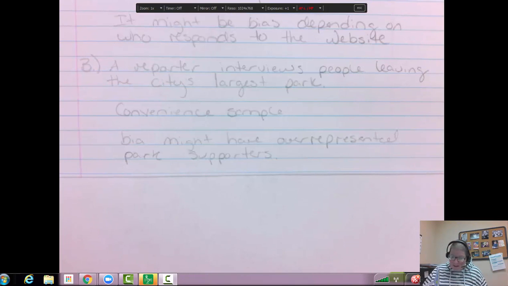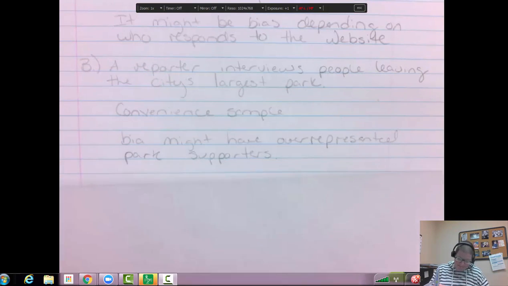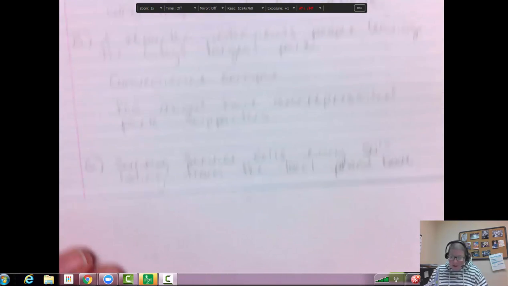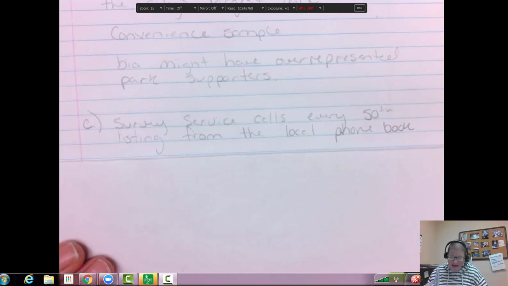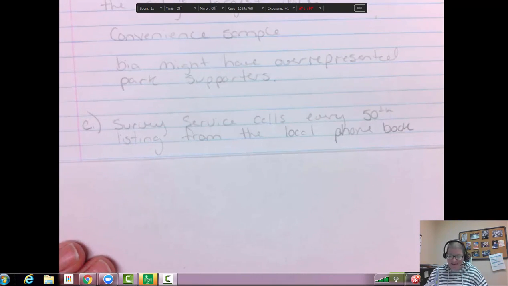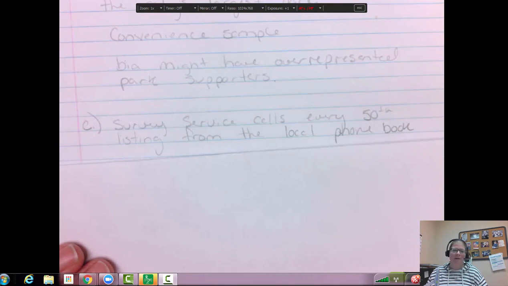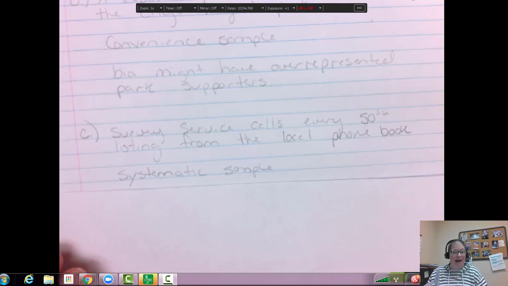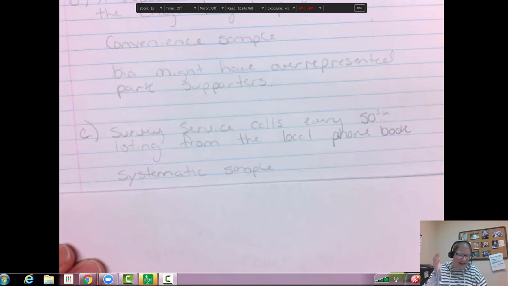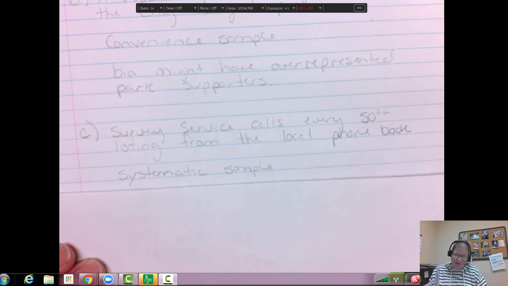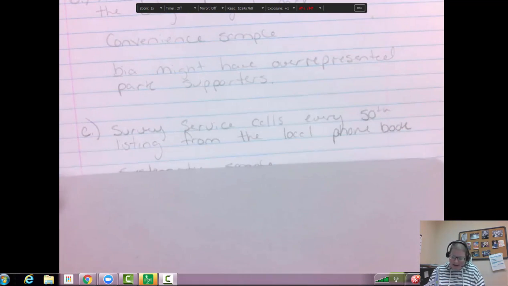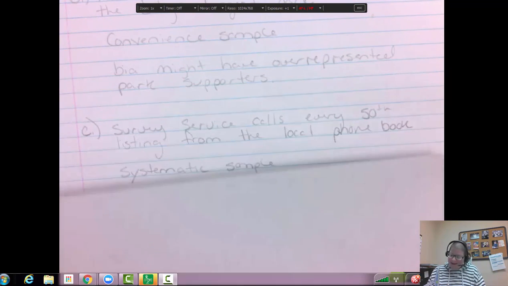So you're overrepresenting park supporters. Last one here. What if you have a survey, service calls every 50th person in the local phone book? So every 50th person is going to get a phone call. What is that? It is a systematic sample, which is typically the least biased. Well, I guess the random sample too can be pretty not biased. But really, is it biased?